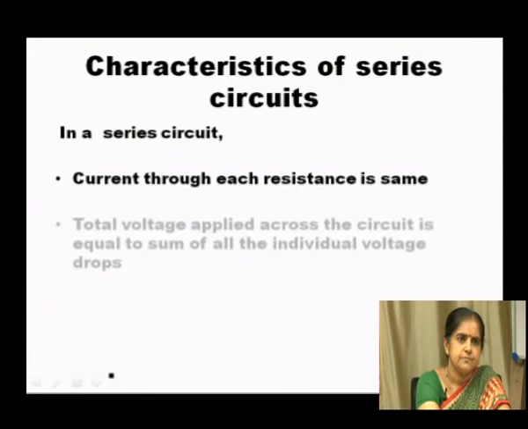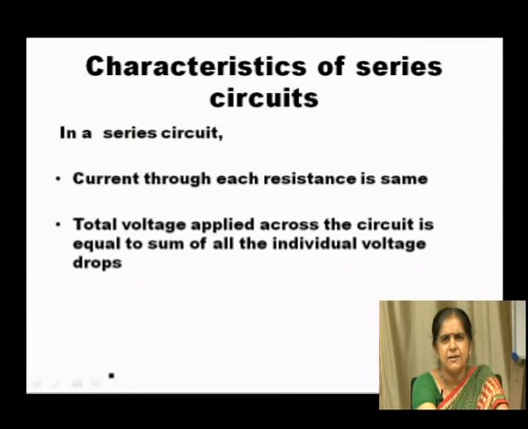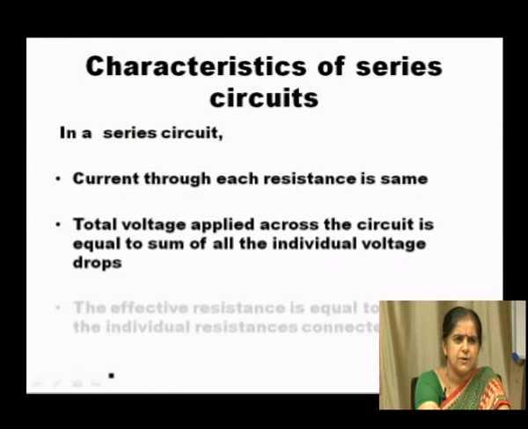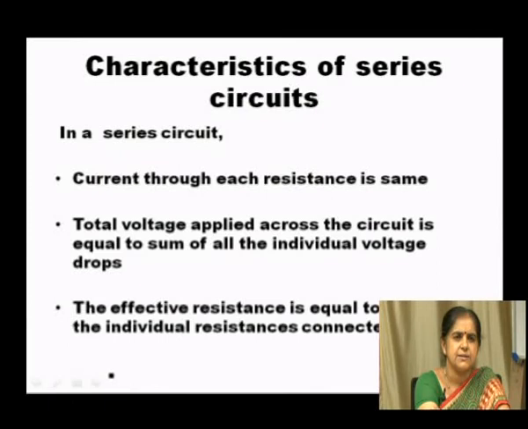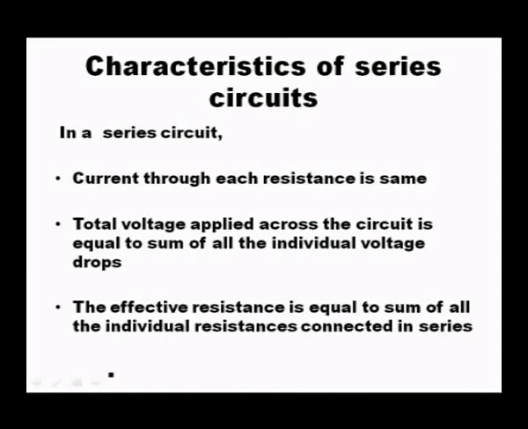The second important characteristic is that the total voltage applied across the circuit is the sum of all the individual voltage drops. Another important characteristic is that the effective resistance is equal to the sum of the individual resistances which are connected in series. So, these are the characteristics of the series circuit: the current is the same, the total voltage is equal to the sum of all the individual voltages, and the effective resistance is equal to the sum of all the individual resistances connected in series.